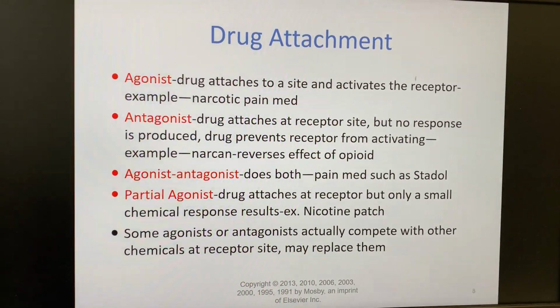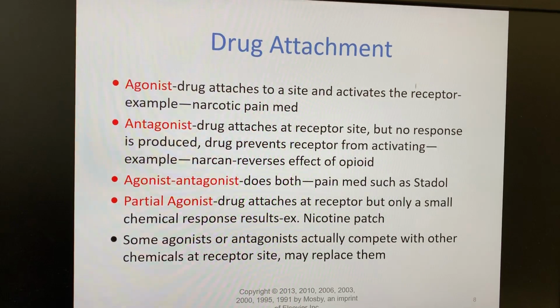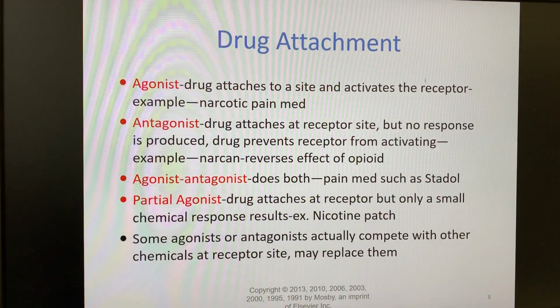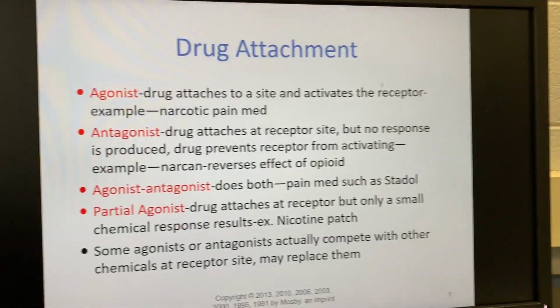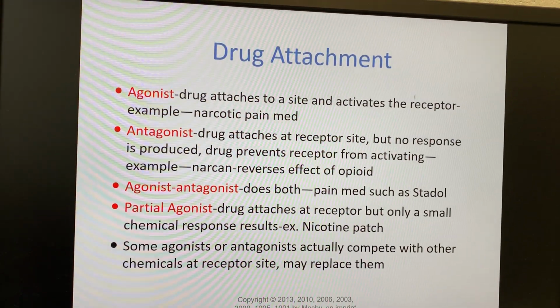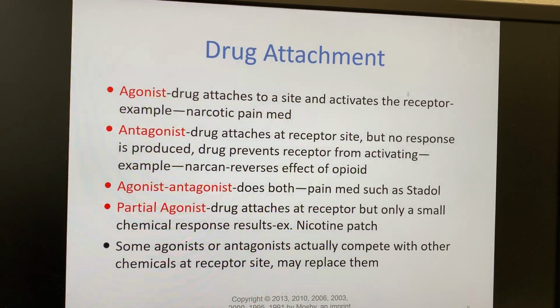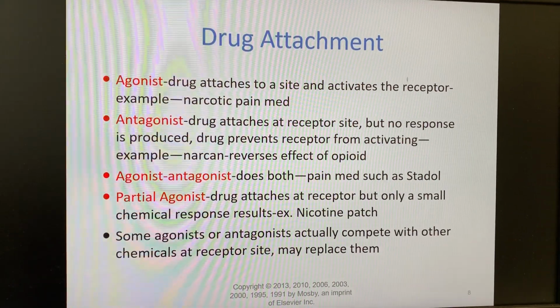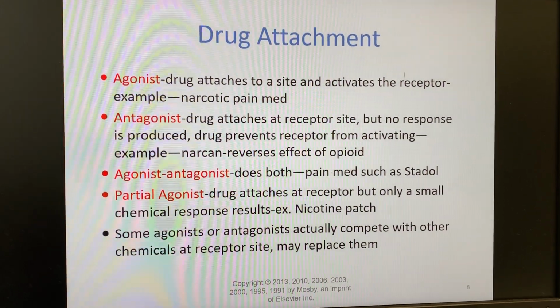And depending on what kind of receptor it is will determine the response that it comes up with. But of course, the response we want is pain relief. So a narcotic is sometimes referred to as an opioid agonist because it fits into the opioid receptor and turns it on. And that's where you get pain relief.